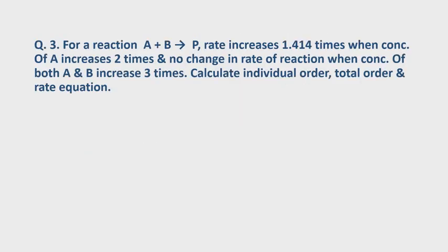Here one question is given to you. For a reaction A plus B gives rise to P, rate increases 1.414 times when concentration of A increases 2 times, and no change in rate of reaction when concentration of both A and B increase 3 times. Calculate individual order, total order and rate equation.